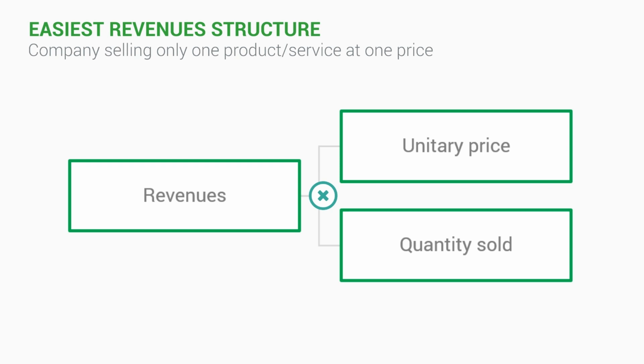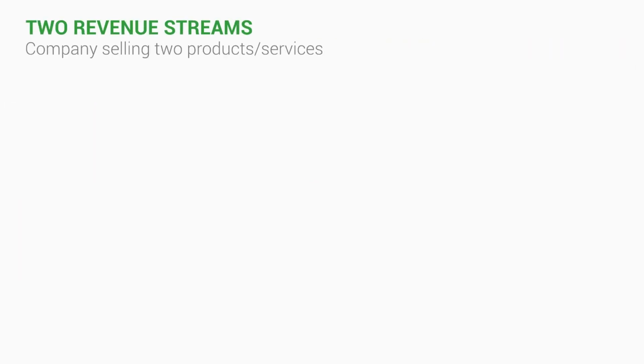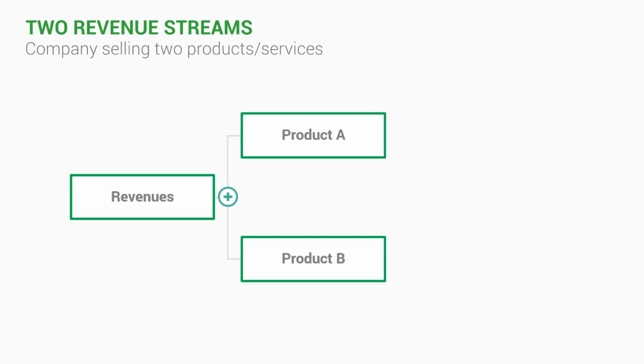An example of a business with such a simple revenue structure might be a stand selling only hot dogs. The stand's revenue for each day will be equal to the price of an individual hot dog multiplied by the number sold. Of course, usually companies will sell more than one product. Each additional product or service brings with it an additional separate revenue stream.